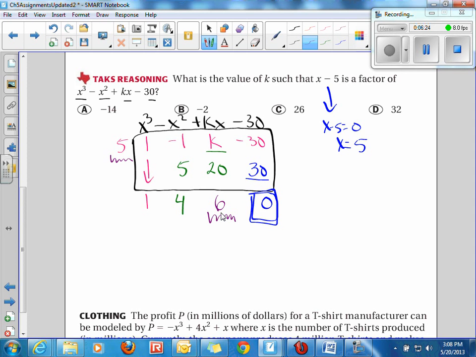So now my real question is, what does k need to be? So k plus 20 is going to give me 6. So k plus 20 equals 6. So k needs to be -14. So this one is A, -14. So you had to start working it like normal to get the 20. Then you had to work your way backwards to figure out the 6. And then you had to figure out what k is. So it's a very interesting puzzle problem.